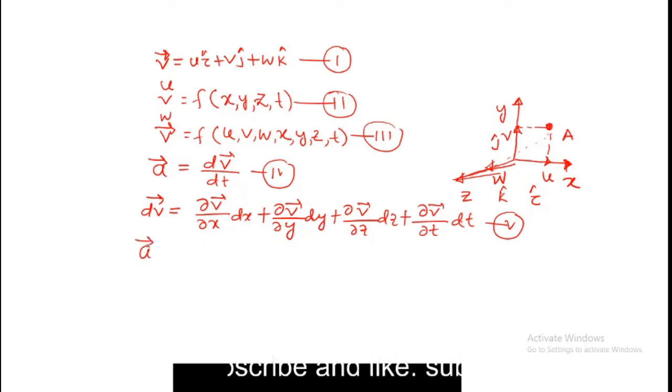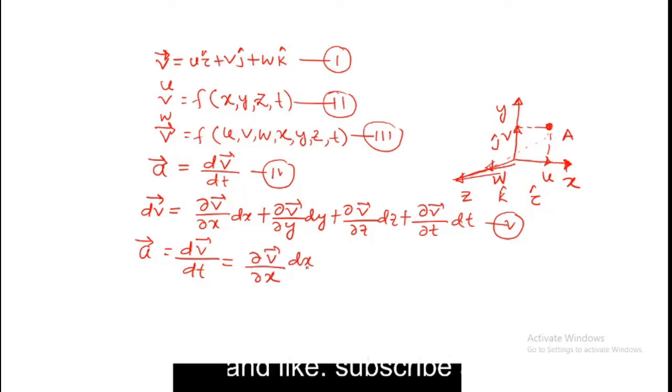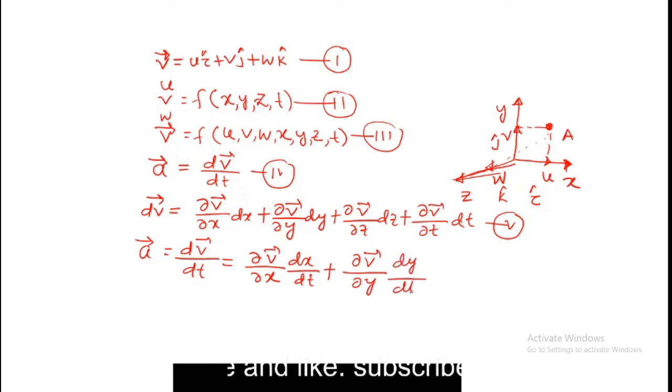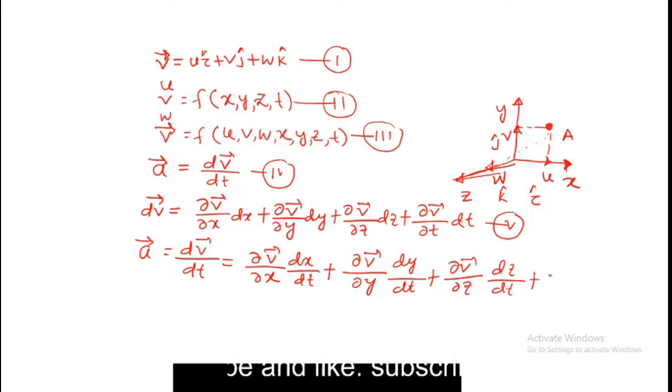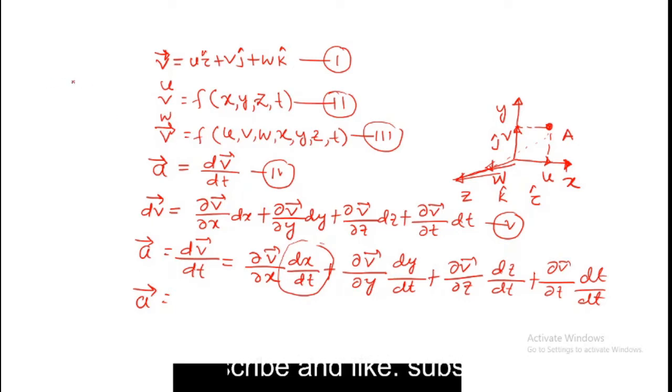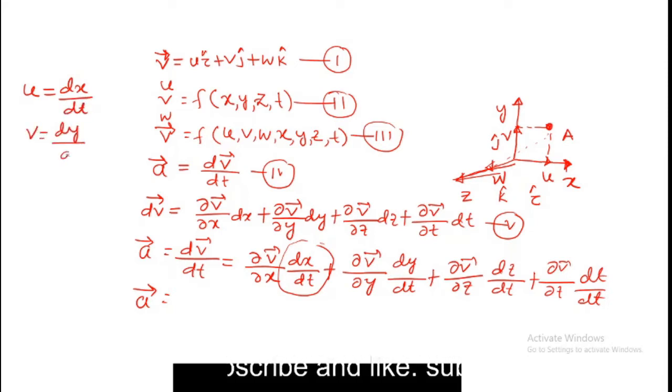The acceleration is the change in velocity by change in time, dV by dt. Using this equation, we can write (dV by dx)(dx by dt) + (dV by dy)(dy by dt) + (dV by dz)(dz by dt) + (dV by dt)(dt by dt). Now dx by dt is nothing but the component of velocity in the x direction, so u = dx by dt, v = dy by dt, and w = dz by dt.